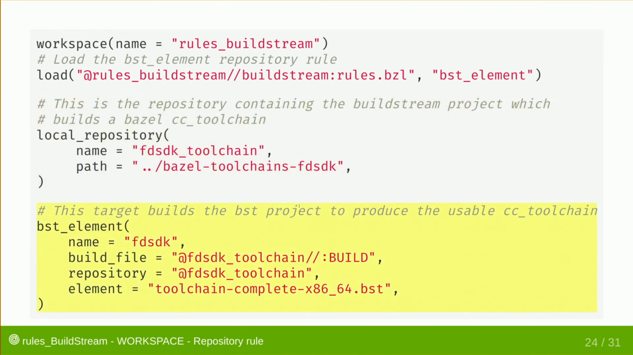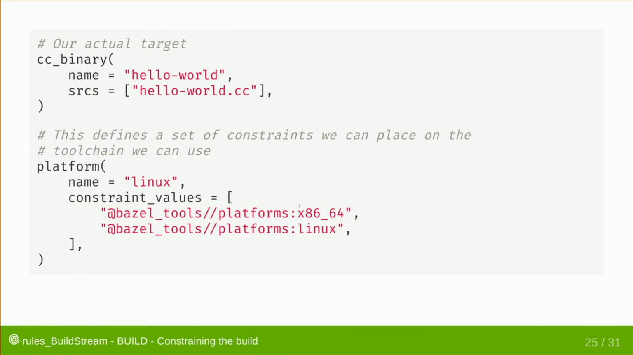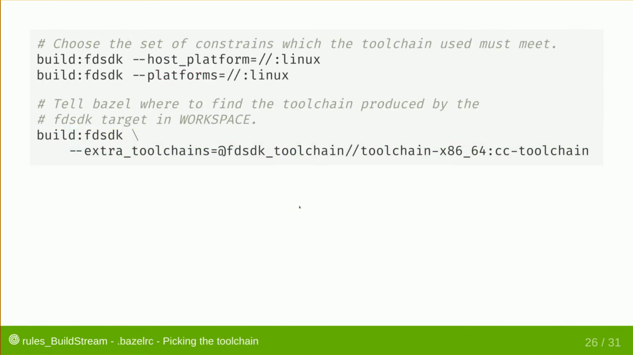Then we need a way to consume that project. So BST element is a rule to build a BuildStream element, fairly obviously. And then our project is going to need a build file, the usual. And we need to constrain the platform to something that matches the toolchain that we're going to construct out of BuildStream. We then need to configure Bazel to use all of this. We could use the command line. That's Bazel RC. Constrain the platform according to the options that we picked in the build file. And then tell Bazel where that will turn up and how to use it in the final build.